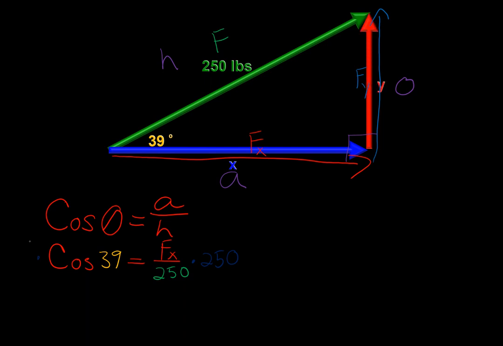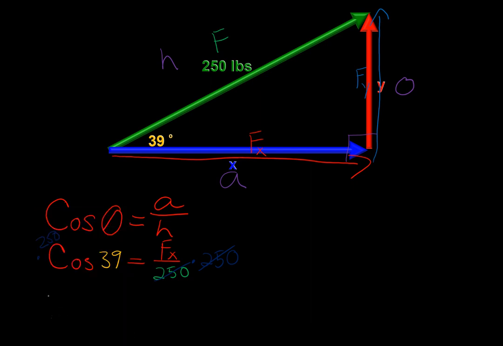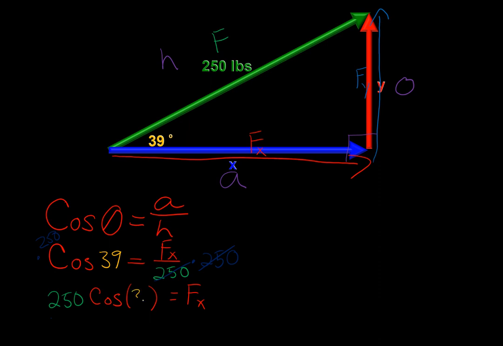There you go. Multiply. That cancels out. And we're left with 250 times cosine of the angle, 39.